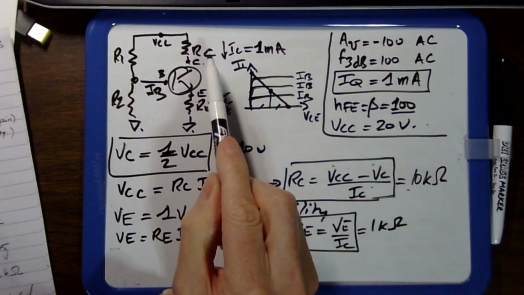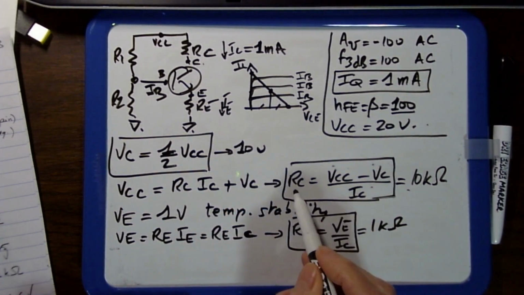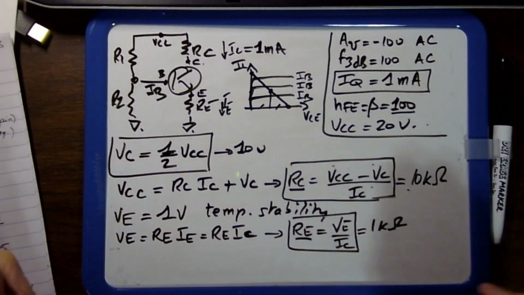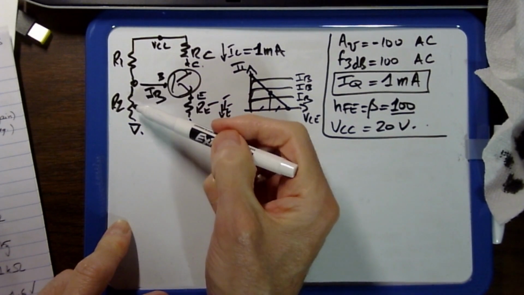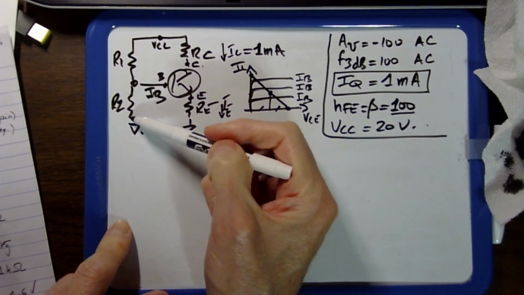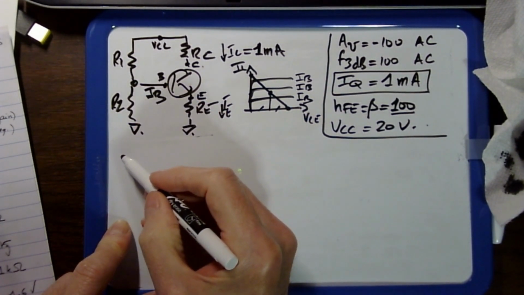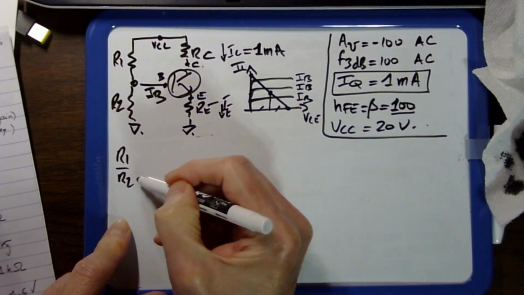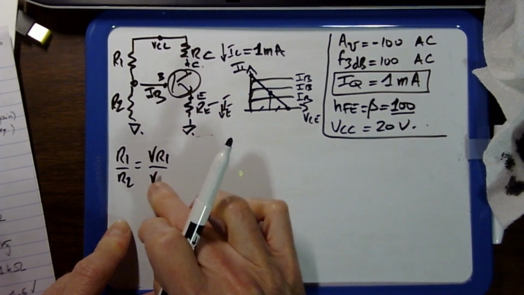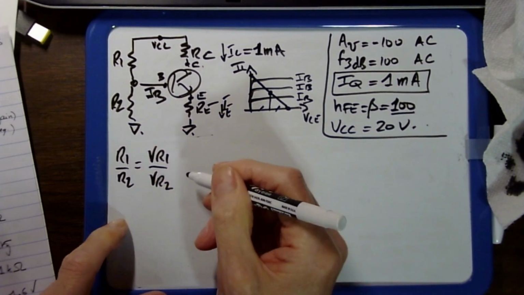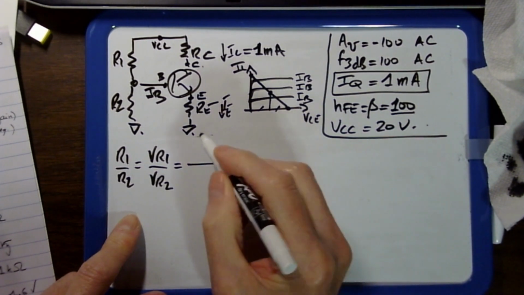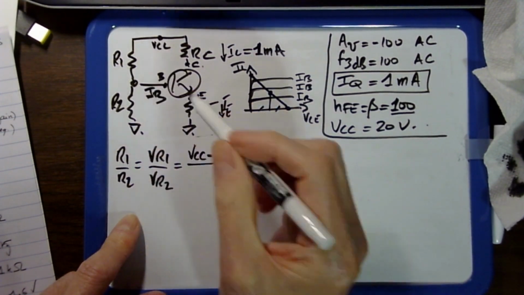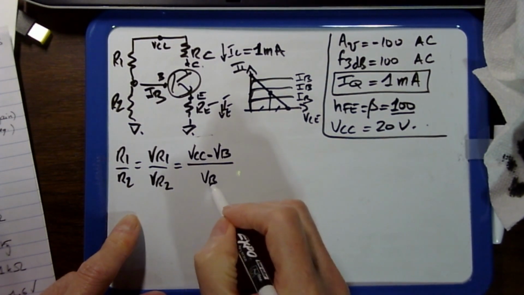At this point, we have figured out RC and RE. What's left is the voltage divider, R1, R2. So I'm going to get rid of this. We know that R1 and R2 form a voltage divider, so the ratio of the two resistances is equal to the ratio of the voltages. R1 divided by R2 is equal to VR1 divided by VR2. So what's VR1? It's VCC minus VB. And VR2 is VB minus ground, so just VB.